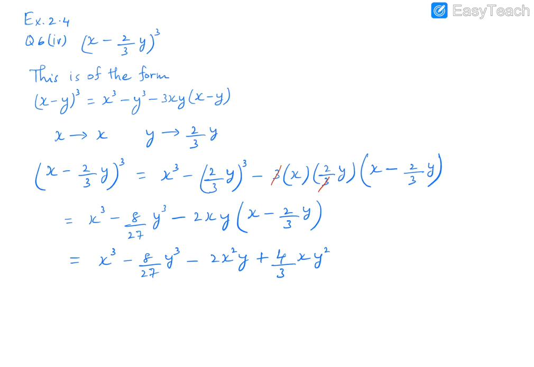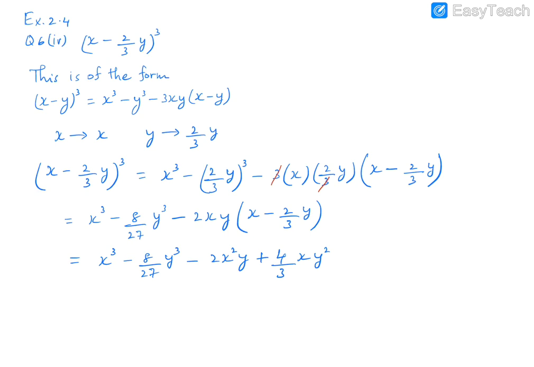There's no way of further simplification of this, so we can leave it at this. So the final answer is x cubed minus 8 by 27 y cubed minus 2x squared y plus 4 by 3 xy squared. Okay, so there is no further simplification possible here, so we can leave it at this, and that is our final expansion for this particular expression over here.